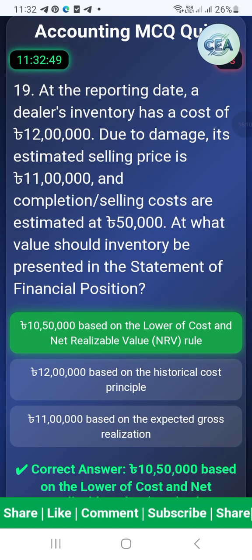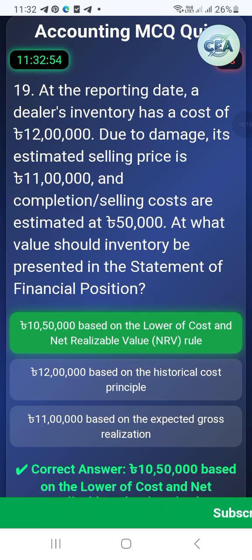Correct answer is 1,050,000 takas based on the lower of cost and net realizable value (NRV) rule.